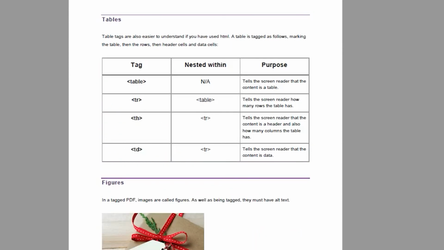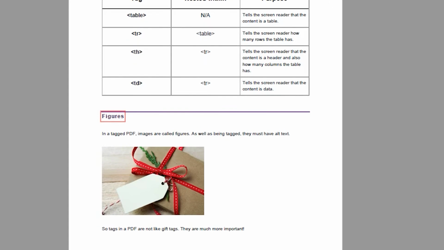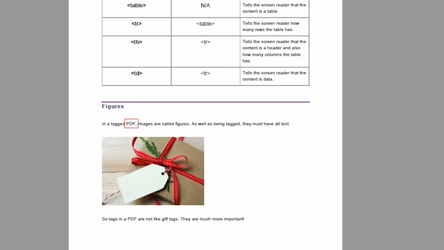Heading Level 3 Tables. Table tags are also easier to understand if you have used HTML. A table is tagged as follows, marking the table, then the rows, then header cells and data cells. Heading Level 3 Figures. In a tagged PDF, images are called figures. As well as being tagged, they must have alt text. So tags in a PDF are not like gift tags. They are much more important.